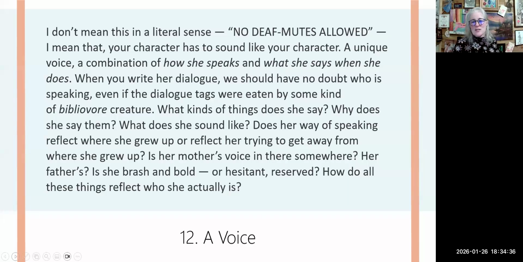What kinds of things does she say? Why does she say them? What does she sound like? Does her way of speaking reflect where she grew up or reflect her trying to get away from where she grew up? Is her mother's voice in there somewhere? Her father's? Is she brash and bold or hesitant, reserved? How do all these things reflect who she actually is? Is this something you've thought about before? How does your character sound?